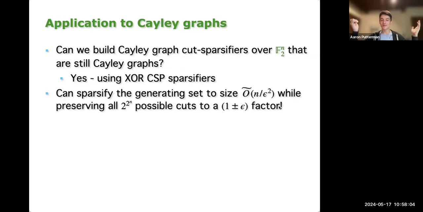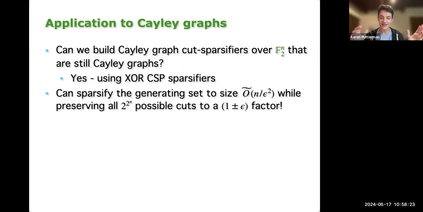So a natural question would be, can we build Cayley graph cut sparsifiers over, say, F2 to the n, such that the sparsifiers are still Cayley graphs? And it turns out that using XOR CSP sparsifiers, this is actually something that we can do. And to the best of our knowledge, this wasn't something that had been established before at any point.